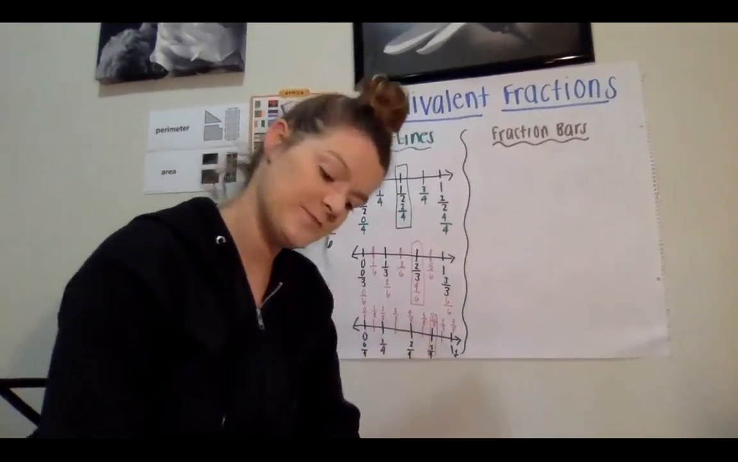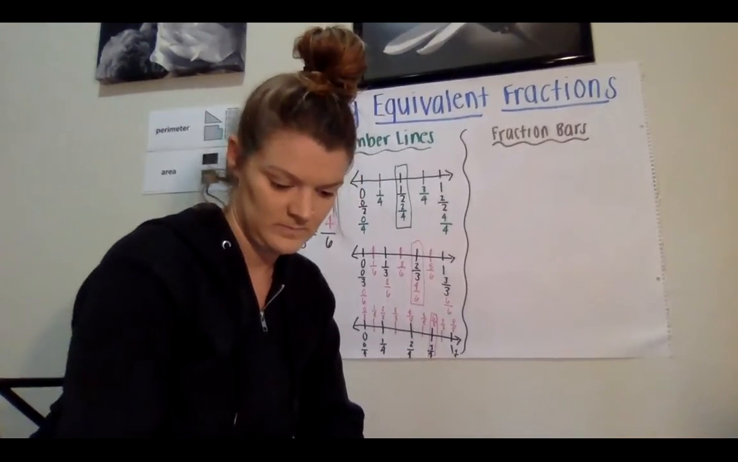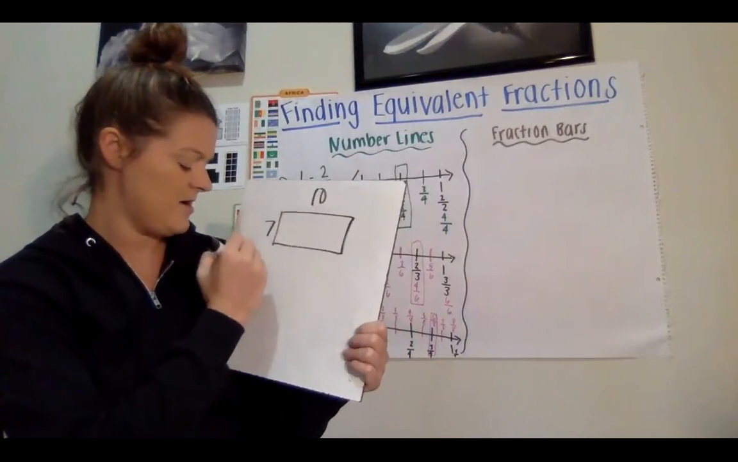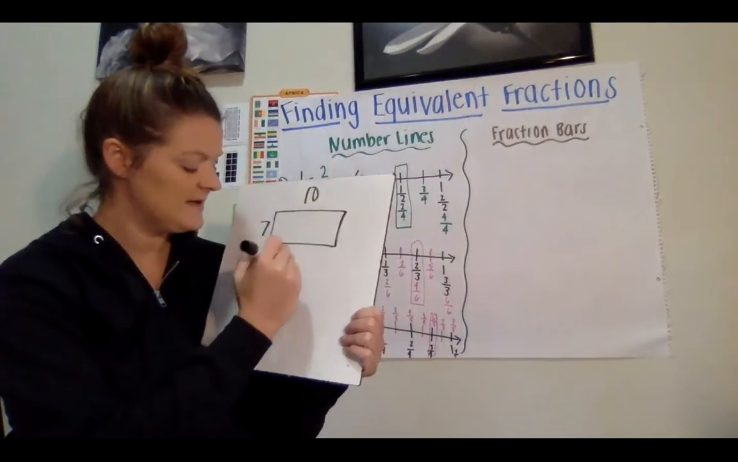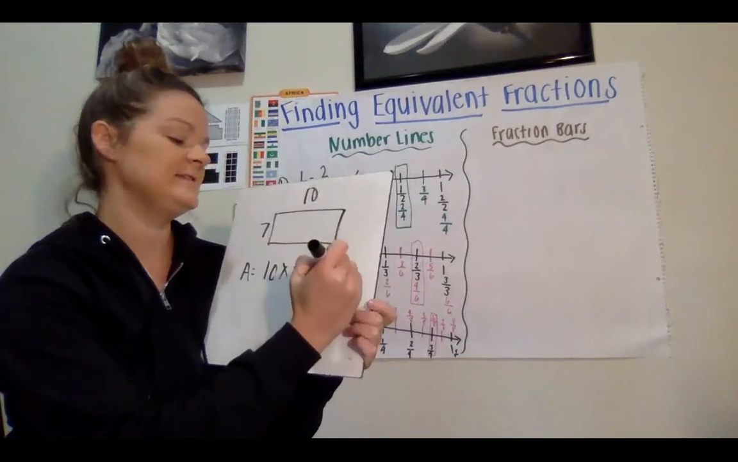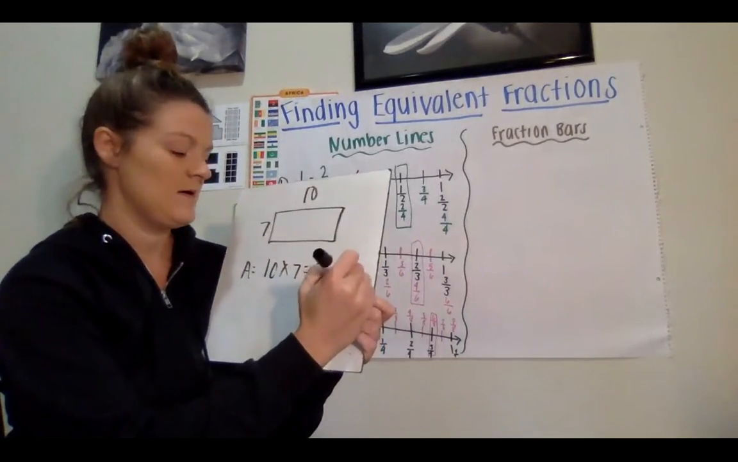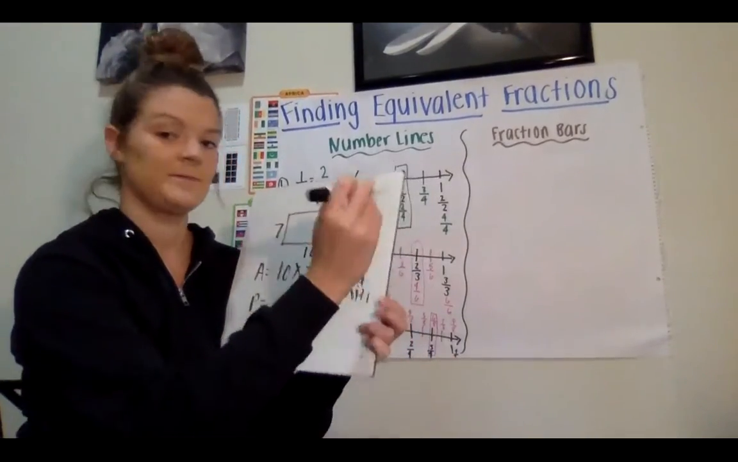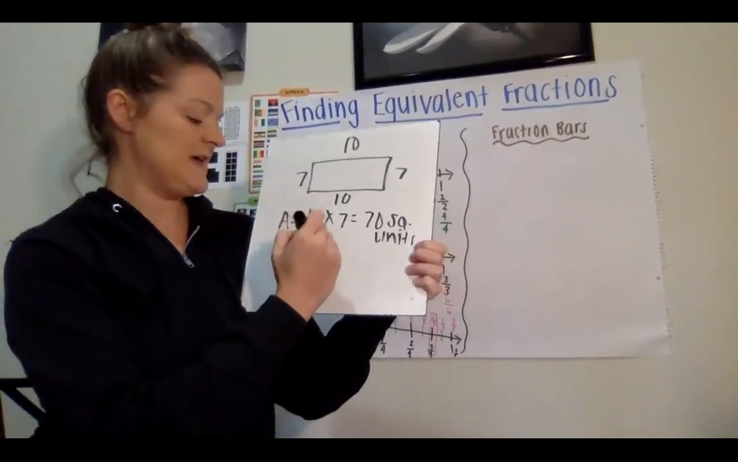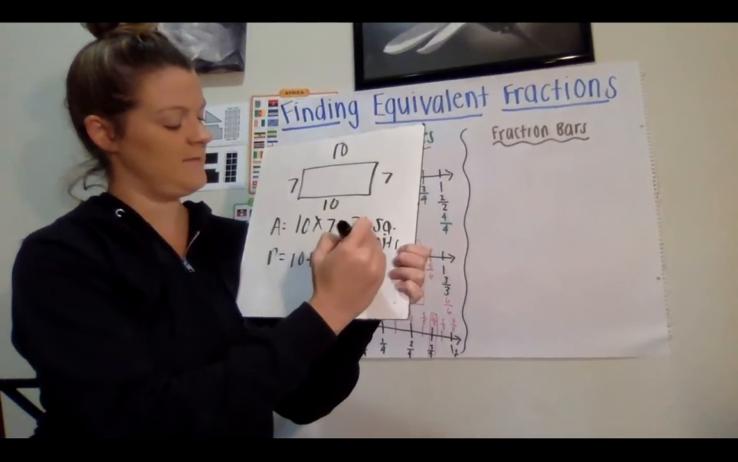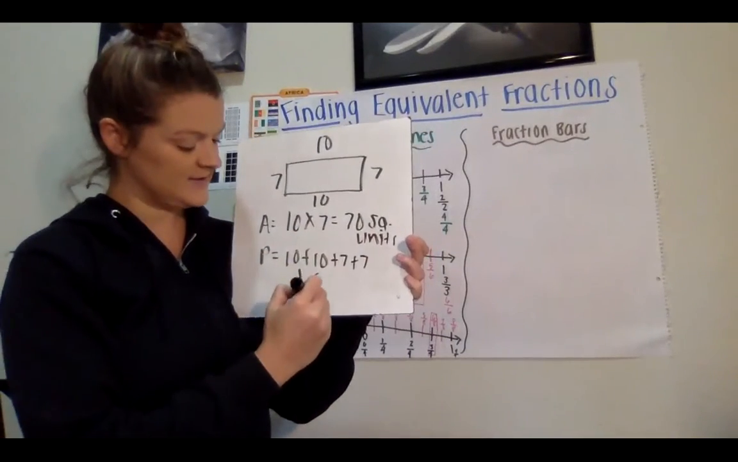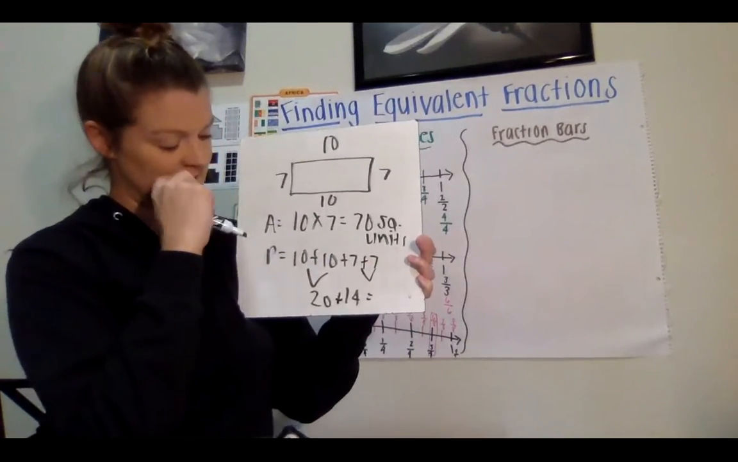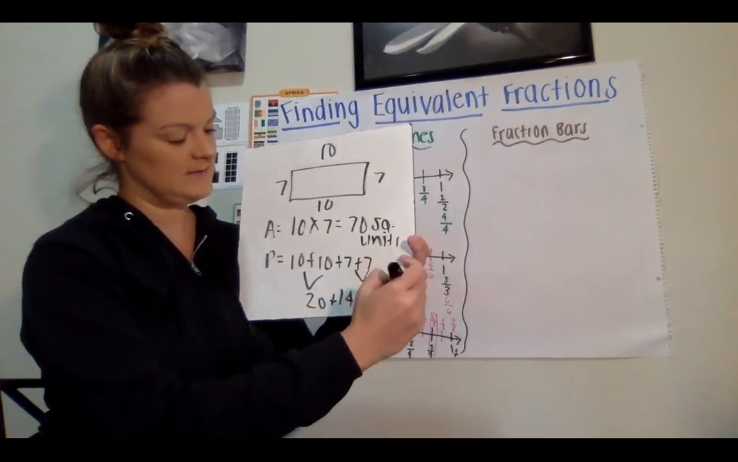Let's draw a rectangle. Let's do this one. Area equation, 10 times 7. 10 times 7 equals 70 square units. Perimeter, add up the sides. Let's fill in our missing sides. So we have 10 plus 10 plus 7 plus 7. I know 10 and 10 makes 20. 7 and 7 makes 14. 20 plus 14, that's 34 units.